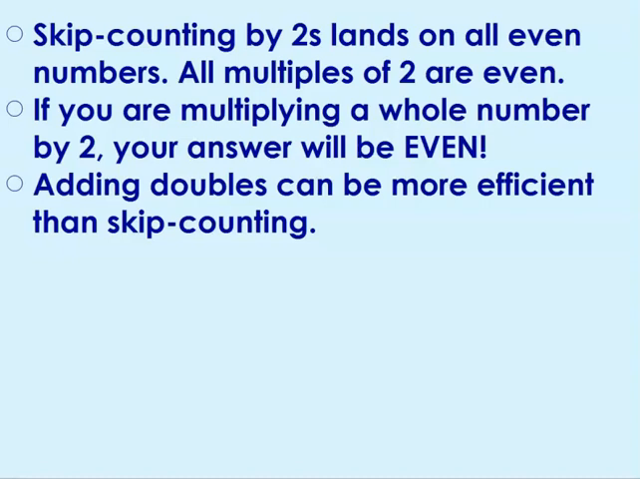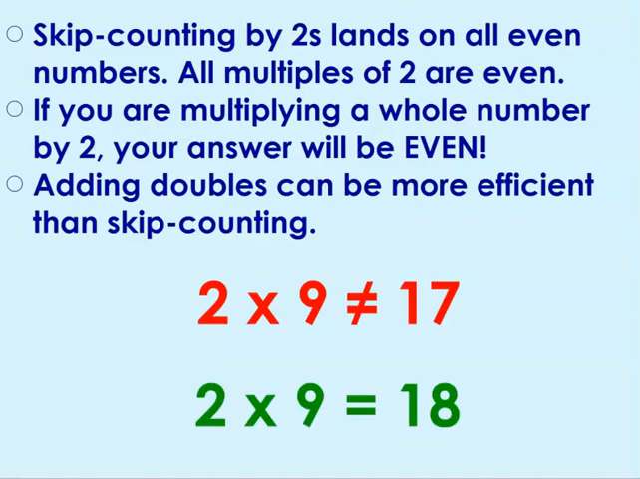Now, let's think, how can we use this noticing to help us? If I'm solving 2 times 9, say I'm skip counting by twos or I'm adding 9 plus 9, and I get 17, my brain should have alarm bells that that answer is incorrect. That's because 17 is odd, and all whole number multiplication problems that multiply by 2 are even. 2 times 9 is actually 18, which is even.